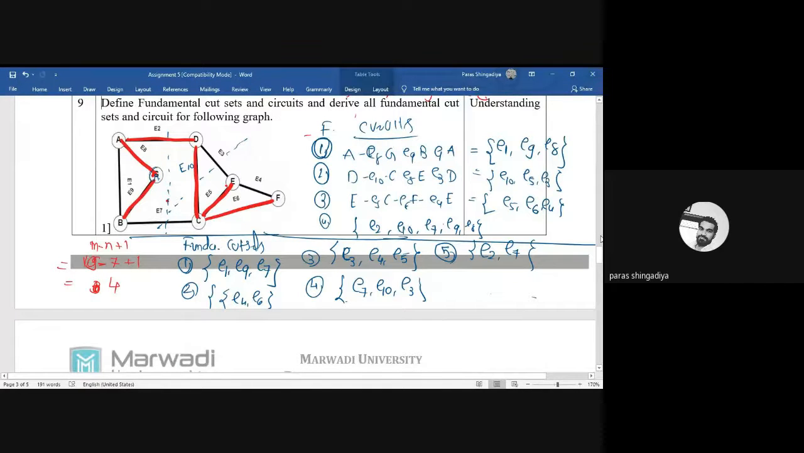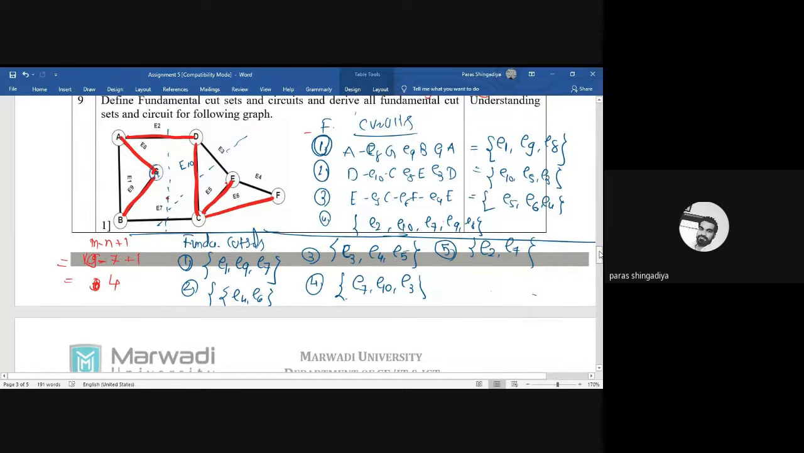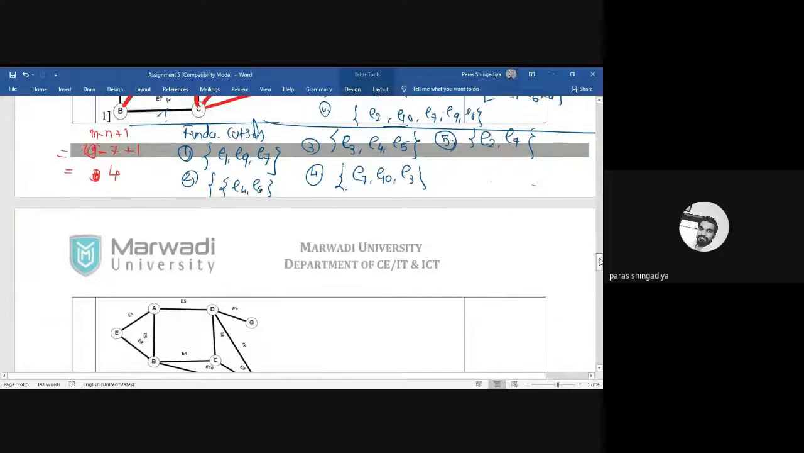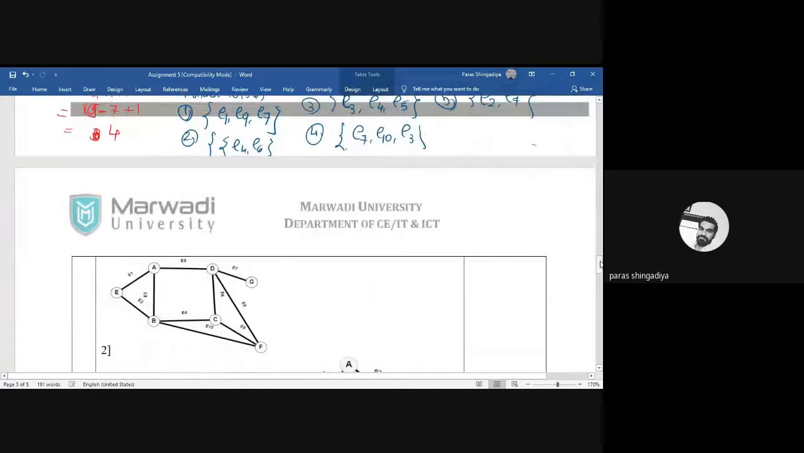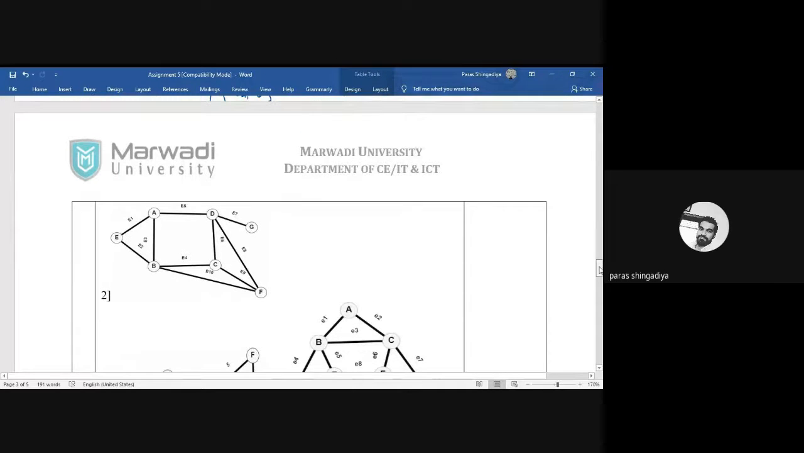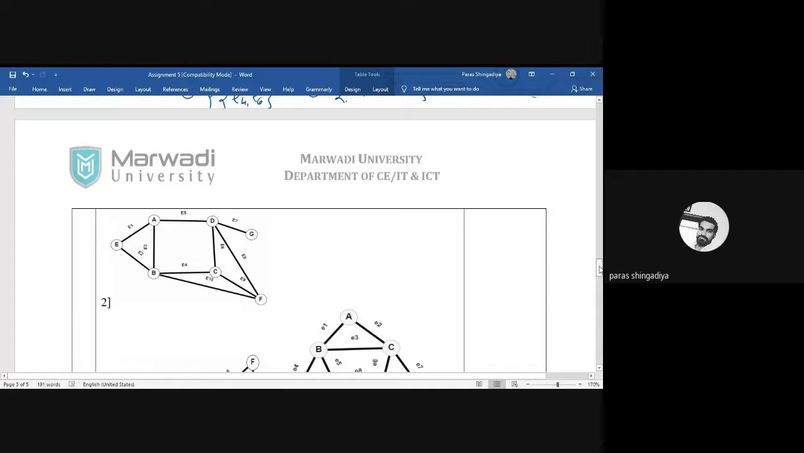That is already available in this PPT. You can also take a screenshot of the answer. If it is required, then finish it in your book. And now try to find this. Consider the second graph. Make a spanning tree, and then derive the fundamental cut set answer.